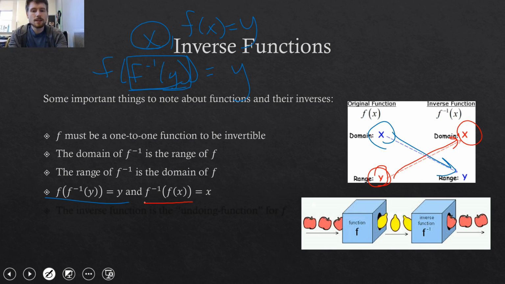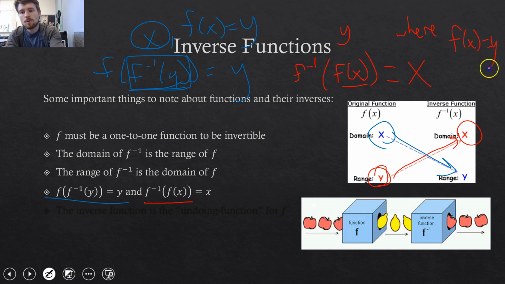And the reasoning behind this is f inverse of f of x, right? So what is this equal to? Well, f of x is equal to some y, and the f inverse of y is equal to x where f of x equals y. And so this thing right here is the same y as that thing over there. Okay? And so inverse function composed with the original function ends up giving you what you start with in either case.